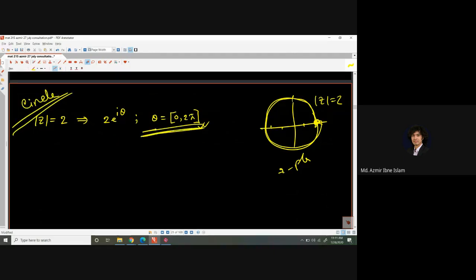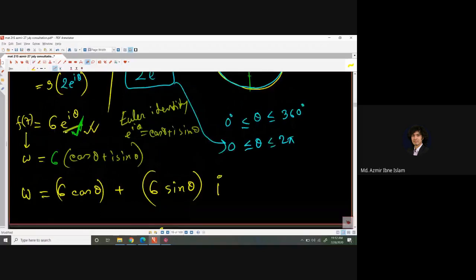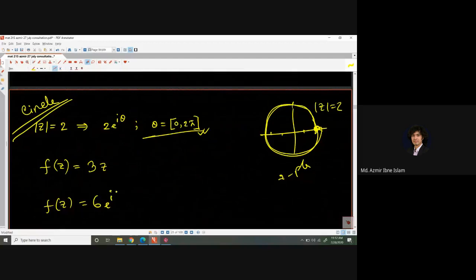This information, 0 to 2 pi, was not given in our question, but since it is a circle, because we have x square plus y square equal to 4, or 2 square, we can easily guess the values for the angle. Is that okay? Now, after using the mapping, we are summarizing all these things. After using the mapping 3z, we have finally found 6 e to the power i theta.